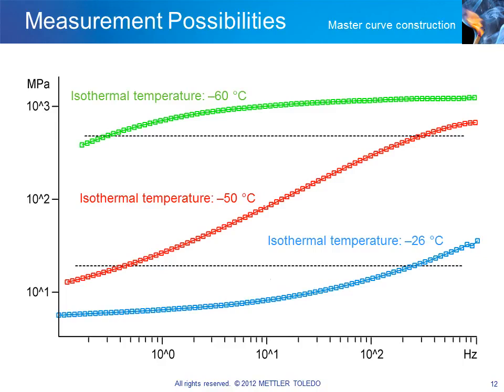This allows information to be gained about the dynamic behavior and the molecular structure and cross-linking network of materials. The first step in master curve construction is to perform several frequency scans at different isothermal temperatures, in the example shown here at -60, -50, and -26 degrees Celsius.